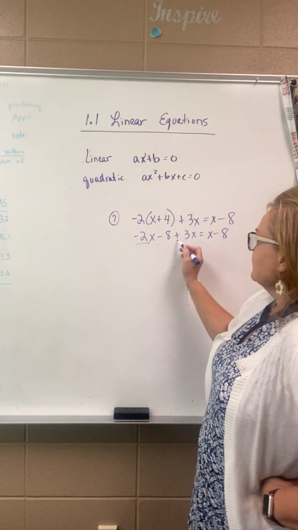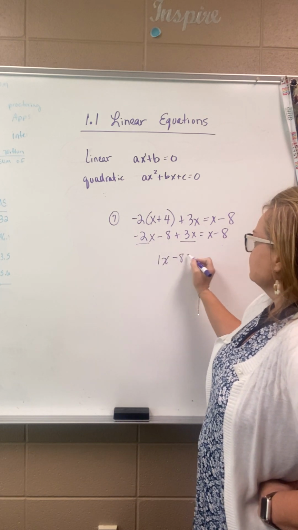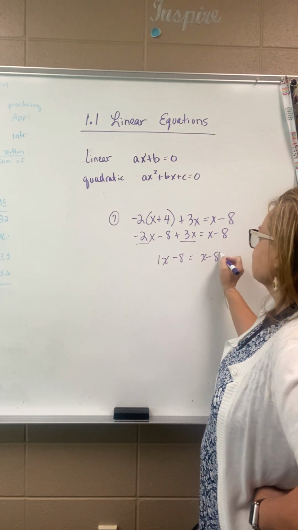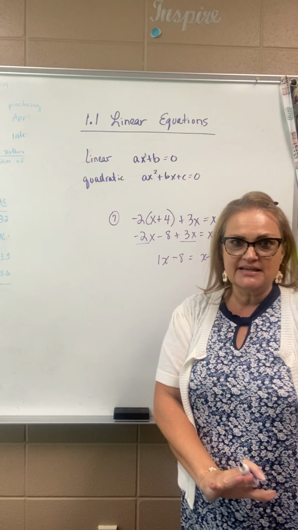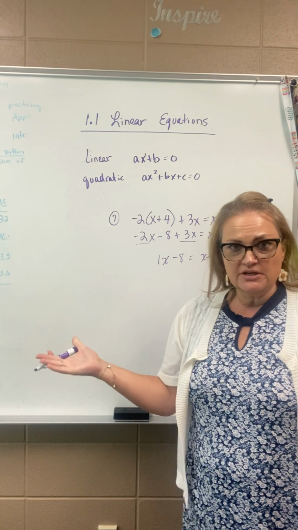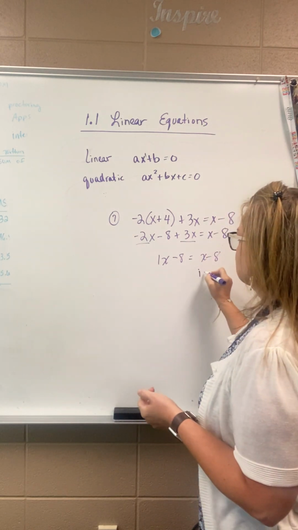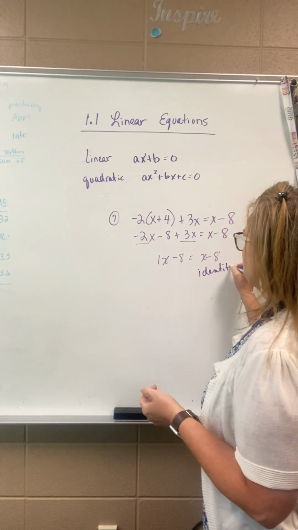When I combine the left side, I have negative 2x and 3x, which is 1x, and a minus 8. Well, look at the other side. It's exactly the same. You've got an x minus 8 on the left and an x minus 8 on the right. Completely equivalent, mirror images of each other. When that happens, that's called an identity. That's the type of equation.